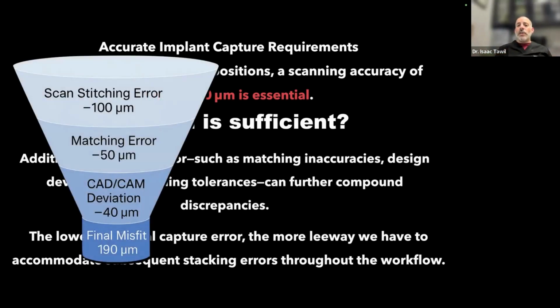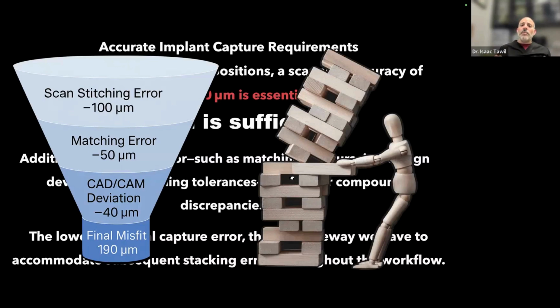So if we look at this kind of like a funnel, all these different errors can lead to a final misfit that will kind of break everything down. And at this point, we don't know where the problem is. And it's kind of like playing Jenga. If you pull the wrong piece out from the puzzle, then everything kind of crumbles down.